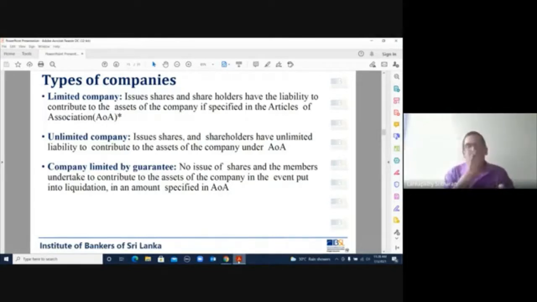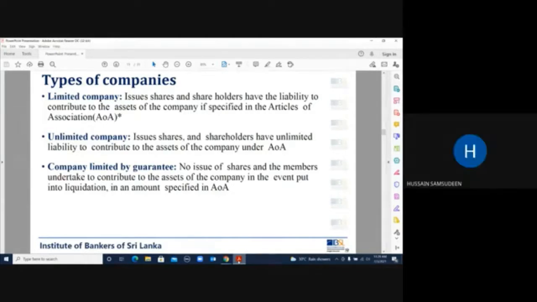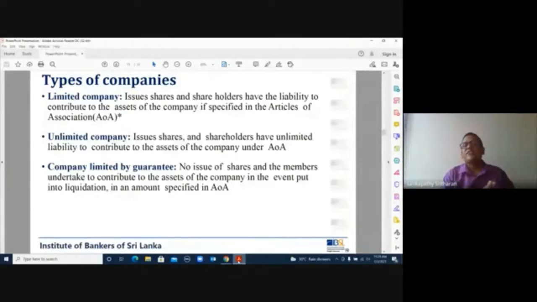Generally, most companies are registered as limited liability companies. They issue shares, and shareholders have the liability to contribute to the assets of the company if that is specified in the articles of association. So limited companies can issue shares and raise equity, or shareholders' funds. In an unlimited company, they can issue shares and shareholders have unlimited liability to contribute to the assets of the company under the articles of association.